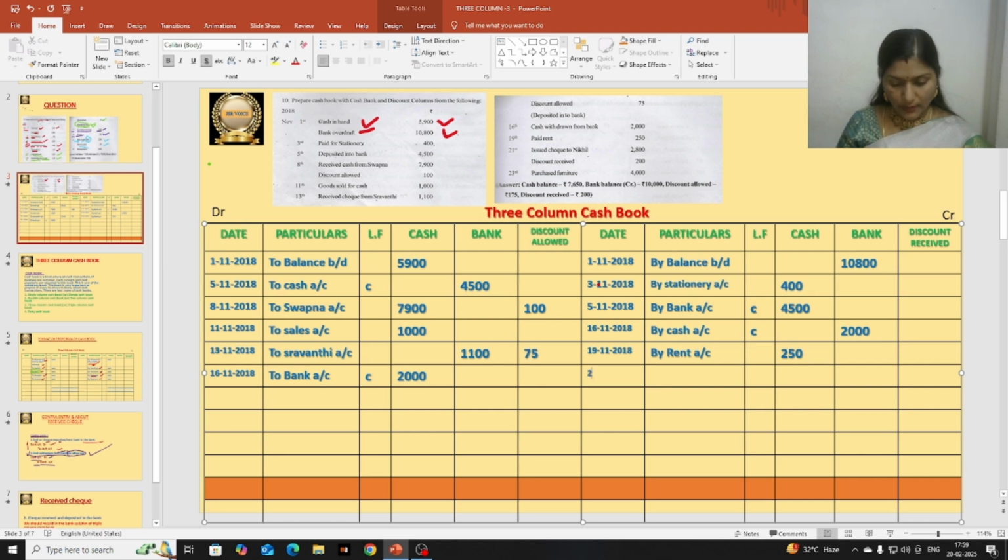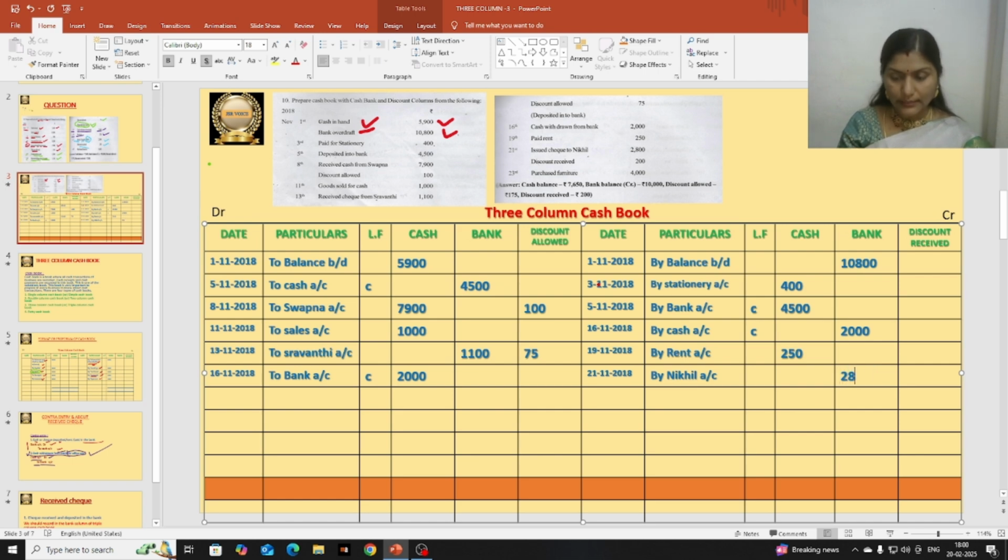Let us go and write on the credit side on the 21st date. So the date is 21-11-2018. And what are we going to record in the particulars column? We will start with the word by. What is that actually? Issued check to Nikhil, no? So by Nikhil account, we will mention the name of the person. And where will we put the amount? In the bank column, because what is issued? Check. Check is going out. Whenever any check is given in the question, we will record the amount in the bank column only.